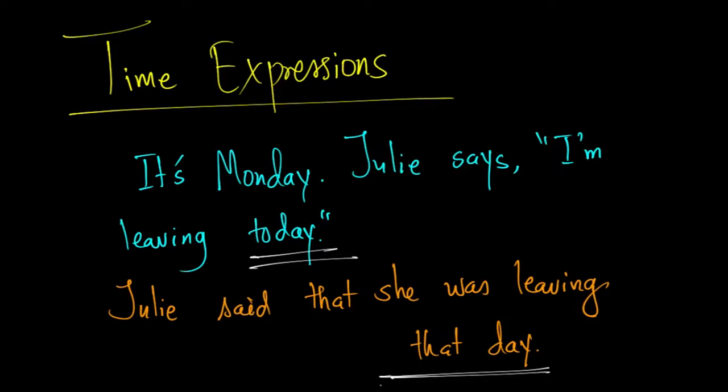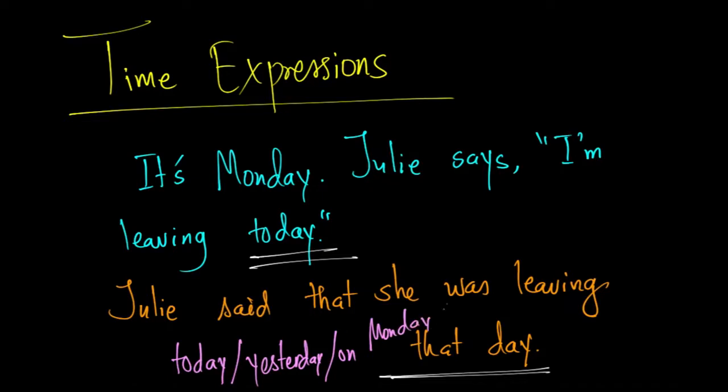So you can also say like this. Julie said that she was leaving today. Julie said that she was leaving yesterday. Julie said that she was leaving on Monday. Julie said that she was leaving that day. There is no hard and fast rule. You must be careful when the direct speech was made. And that's how you can convert it into indirect speech. See? Got my point? Very good.